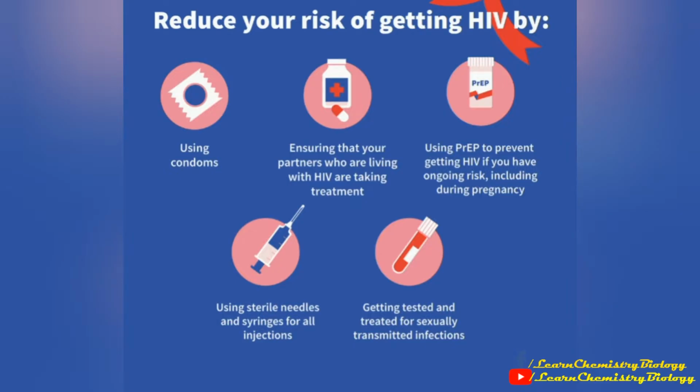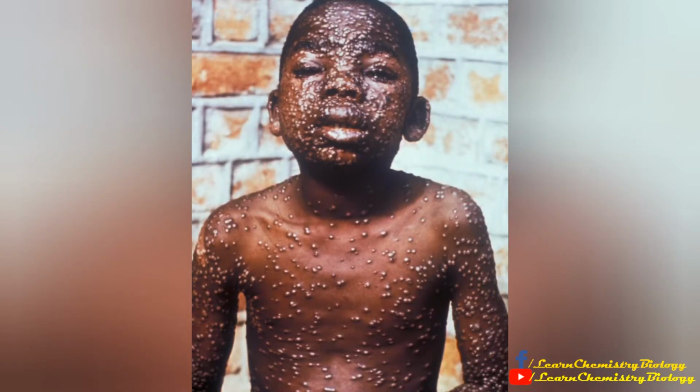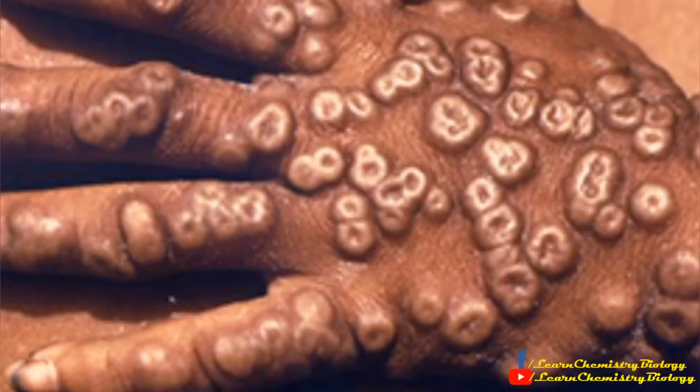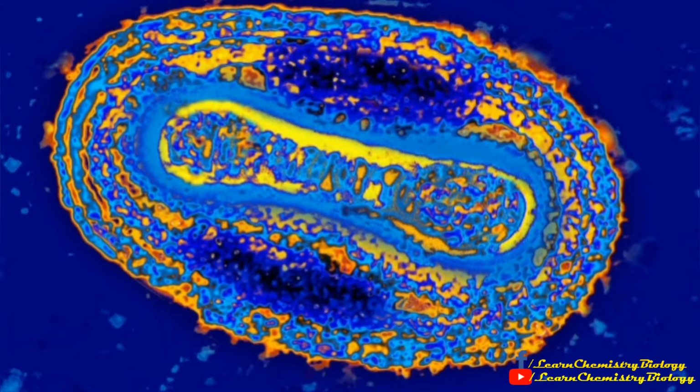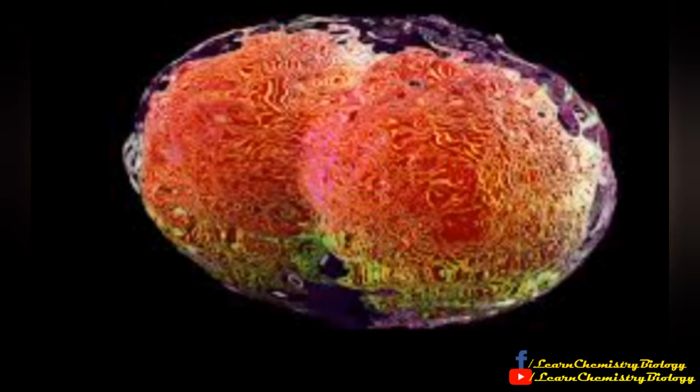Next virus is smallpox. No one knows when it was actually discovered, but it killed 300 million people in the 20th century. How does smallpox affect you? It is an acute contagious viral disease with fever and pustules that usually leave permanent scars. It was effectively eradicated through vaccination by 1979.